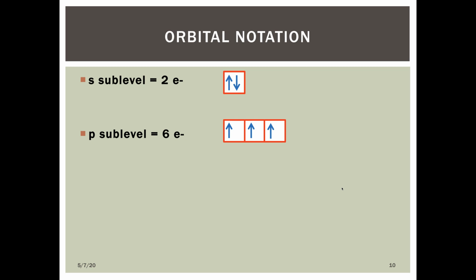Then, if any more electrons go in, they have to double up. Back to the first orbital with the 4th electron, the second orbital with the 5th electron, and the third orbital with the 6th electron.